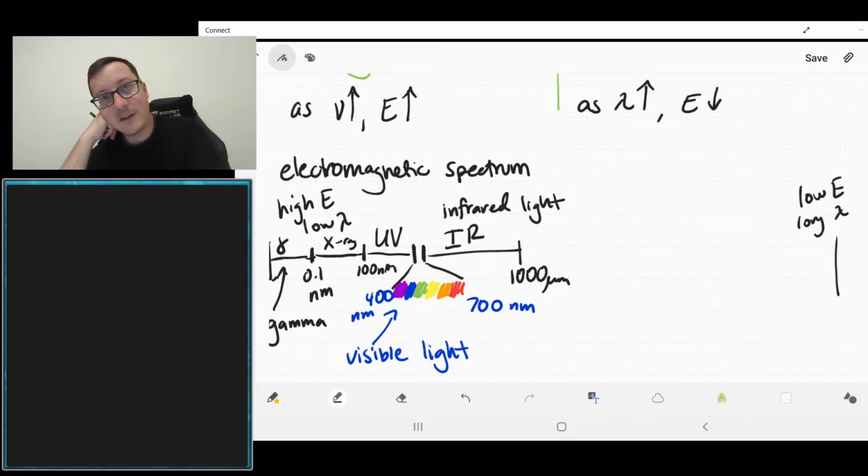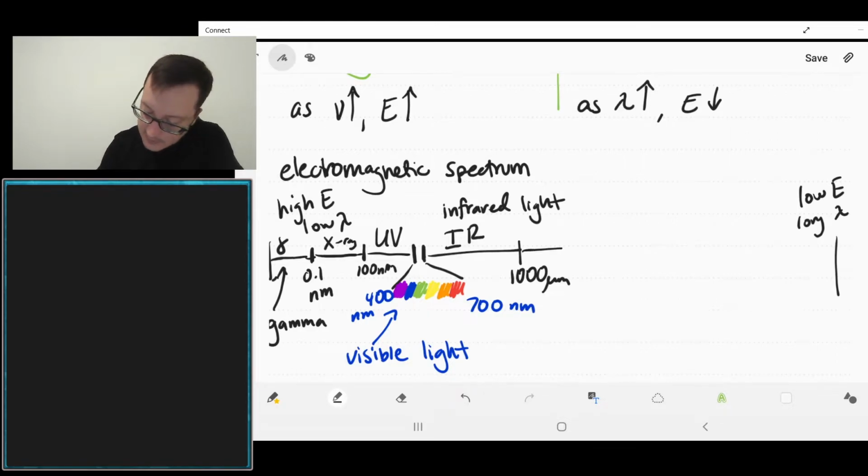That amount of energy is enough to make bonds vibrate. So in UV and X-ray, we can actually break bonds apart. We can zap electrons out of atoms, do all sorts of crazy stuff that's ionizing. Infrared light is pretty weak. It can make things vibrate. That's all.